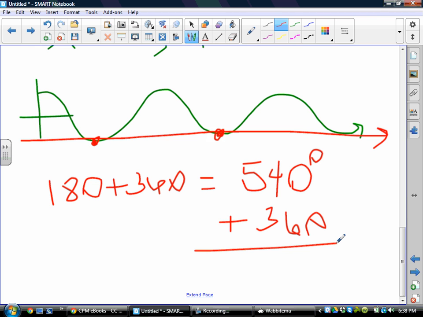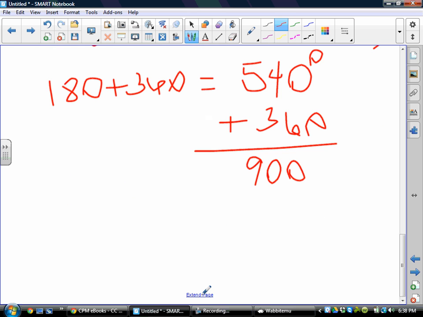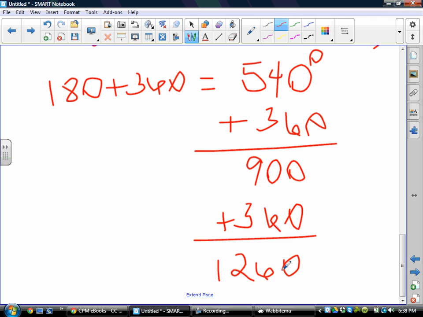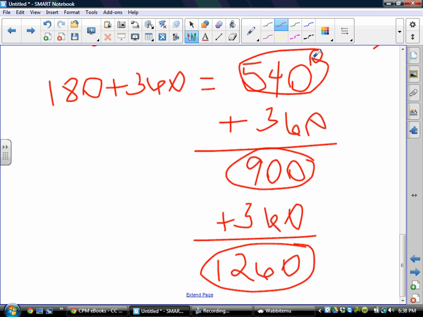I'm going to have 900 be another possible solution. Okay? If I add another cycle to that, because 360 is my cycle, a whole rotation up and down, if I add 360 to that, I'm going to be at 1260. Okay? So all of these are possible solutions. So here's one, and we also had positive and negative 180. So there's our 5 solutions.